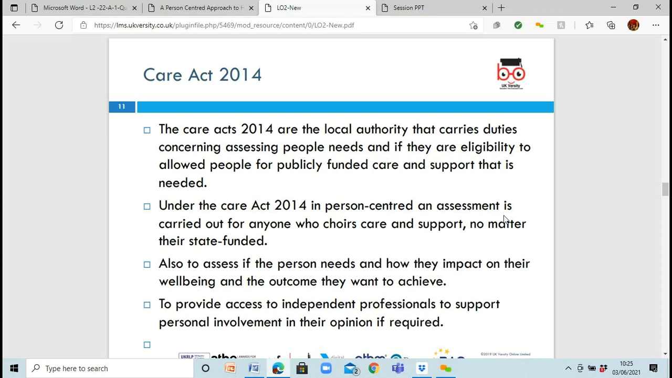It's also there to assess a person's needs and how they impact on their well-being, and to actually work towards a goal where they get the best possible outcome to achieve what they need to achieve. It helps you to provide access to independent professionals, and it supports personal involvement, if you actually need these independent professionals' opinions.